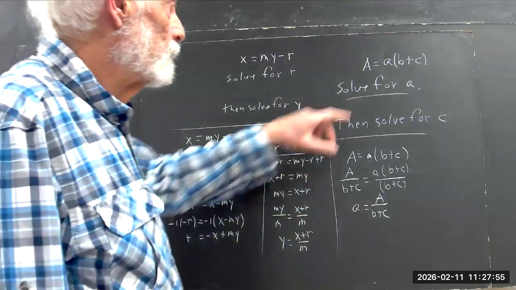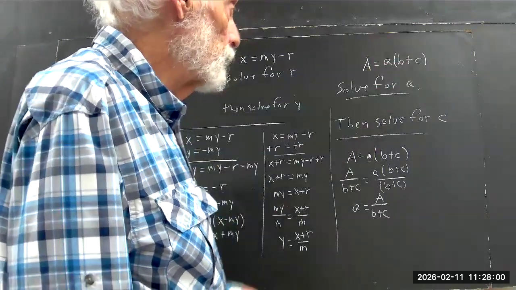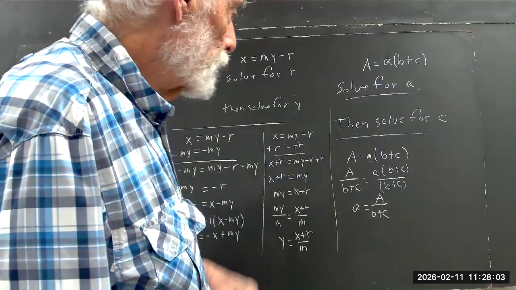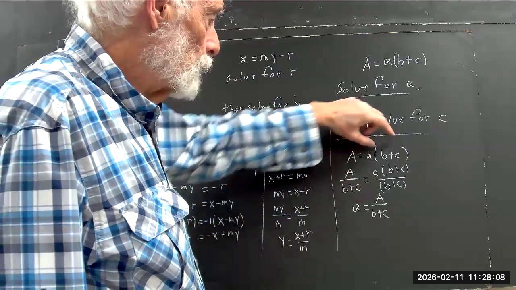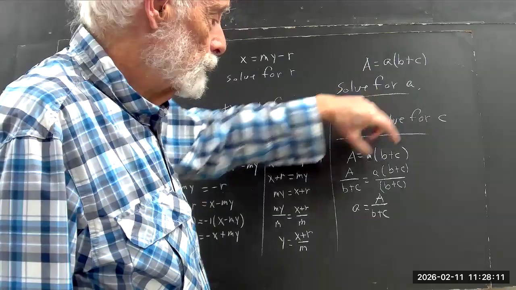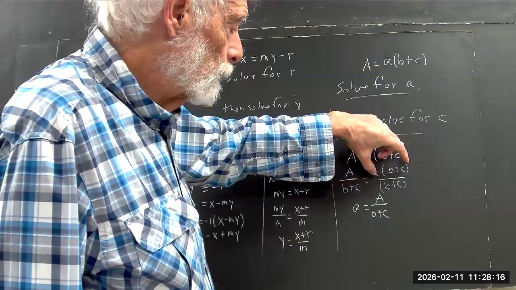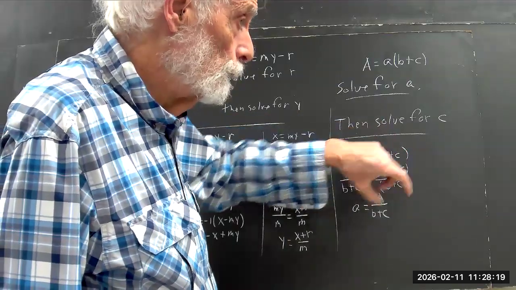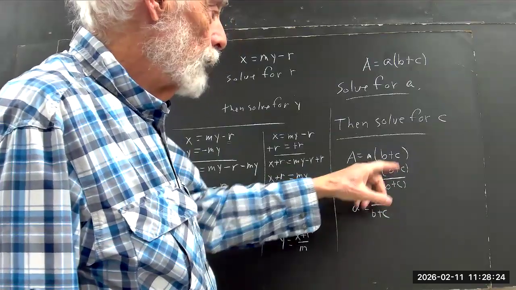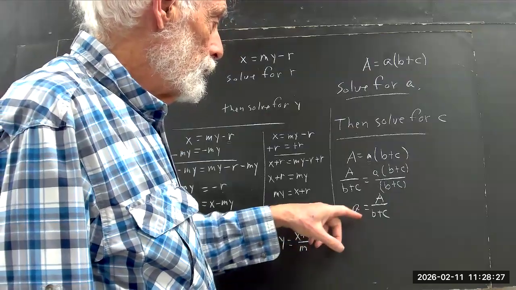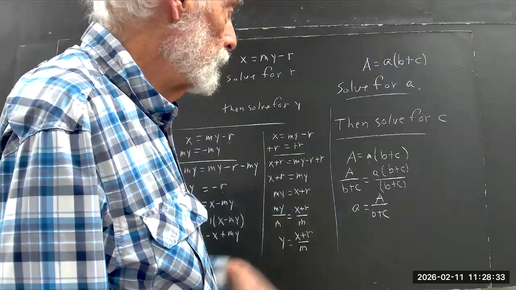Now we're solving the equation big A equals little a times the quantity b plus c. We write the equation and we see that we can isolate a simply by dividing both sides by b plus c. So big A over b plus c equals little a times b plus c over b plus c. On the right side, the b plus c in the denominator divides the b plus c in the numerator, leaving us little a equals big A over b plus c.